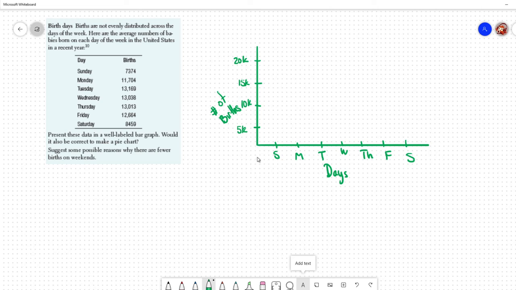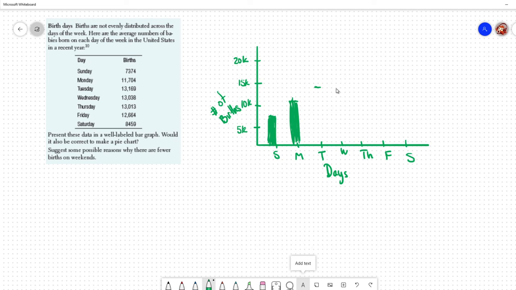So I want to make sure that I scale my axes so that I can show where the numbers go. Sunday, I see I have 7,300. So we'll say somewhere ballpark here. That would represent Sunday. Then Monday we had 11,000, so we're going to be somewhere around here. That's Monday. Tuesday was 13,000, so we're a little bit closer. So let's say here.